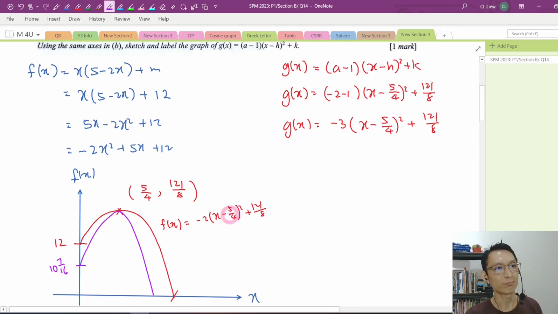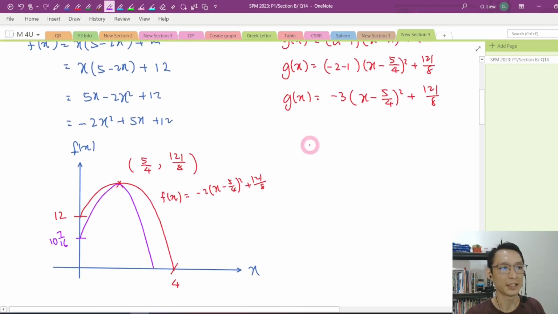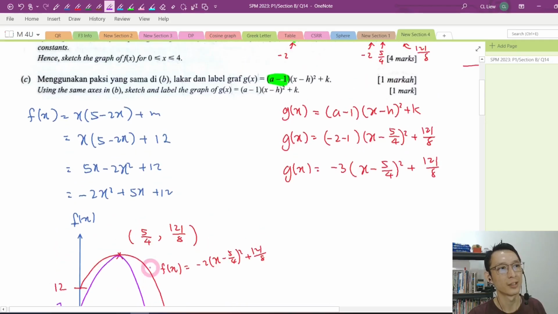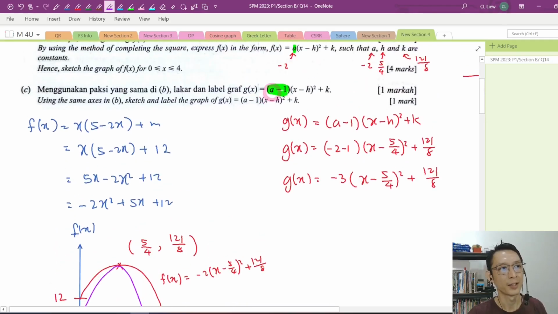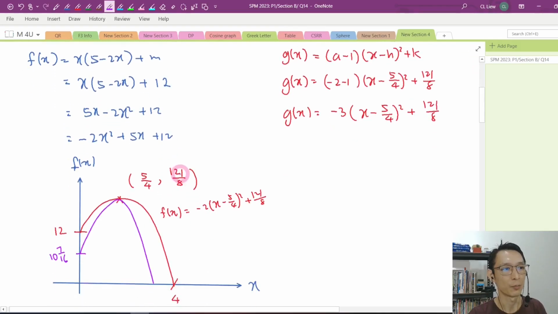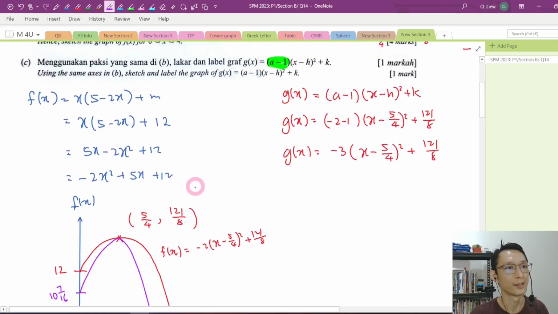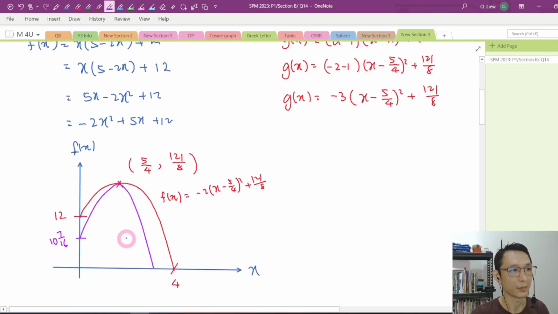So I think to sketch, because the question only gives you 1 mark, I think you don't have to find the value here and here, it is actually okay, because the main point the question asks is to test whether you know how this number will affect the shape of the graph. So make sure that you sketch a graph which is narrower compared with the graph of the function f of x. So this is g of x. Let me label over here.